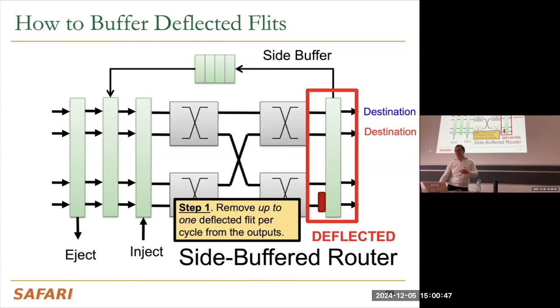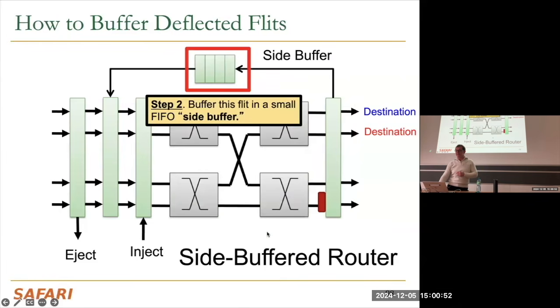Essentially, you can remove up to one deflected flit per cycle from the output ports and take it to the side buffer. This is a FIFO, so it's a very simple buffer. We're going to add a little bit to the injection pipeline so that we inject from the side buffer as well, not just from the local node. You can think of this as a loop back. The deflected flit doesn't go anywhere else. It stays in this router, but it loops back and gets reconsidered again. It gets a second chance, or maybe a third chance, and maybe a fourth chance. It could keep getting deflected, of course, right? That's the idea.